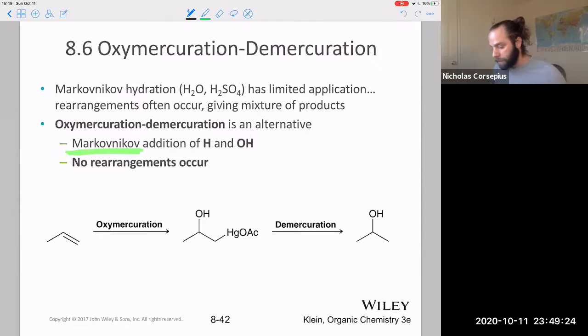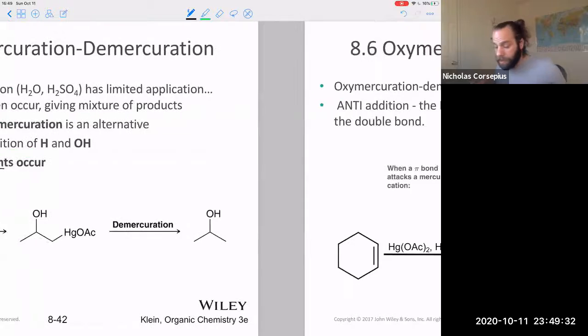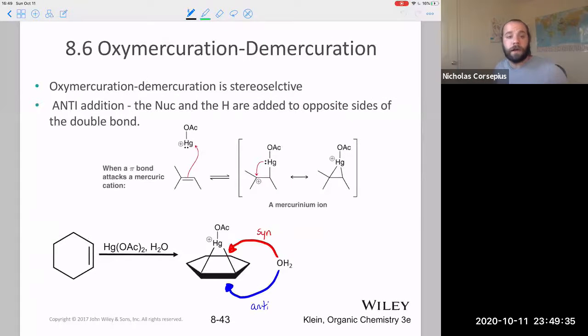So then what's the difference? Well, there's a few. One of the things that we're going to see is because it doesn't go through a carbocation intermediate, there's no rearrangement that occurs. Another important aspect of these oxymercuration additions is the stereoselectivity. Okay, so this is our first example of a reaction that's stereoselective. So let's see how that works.